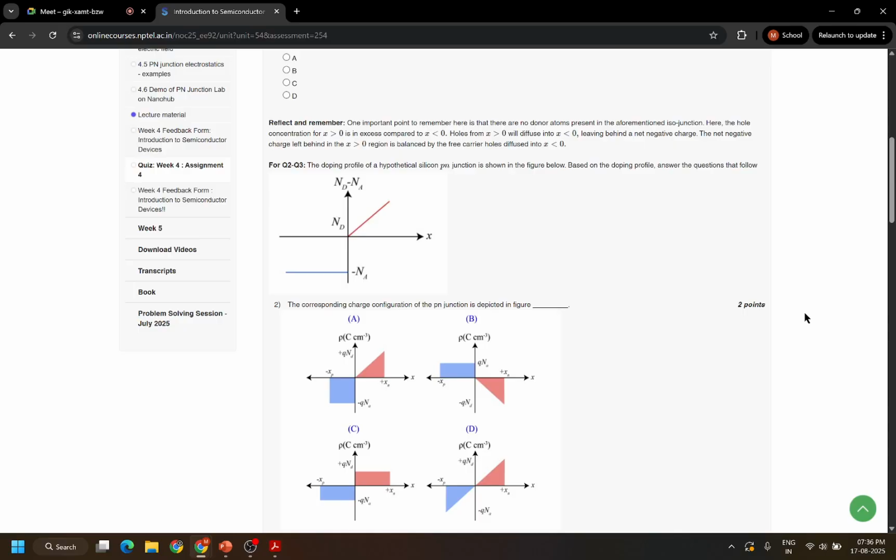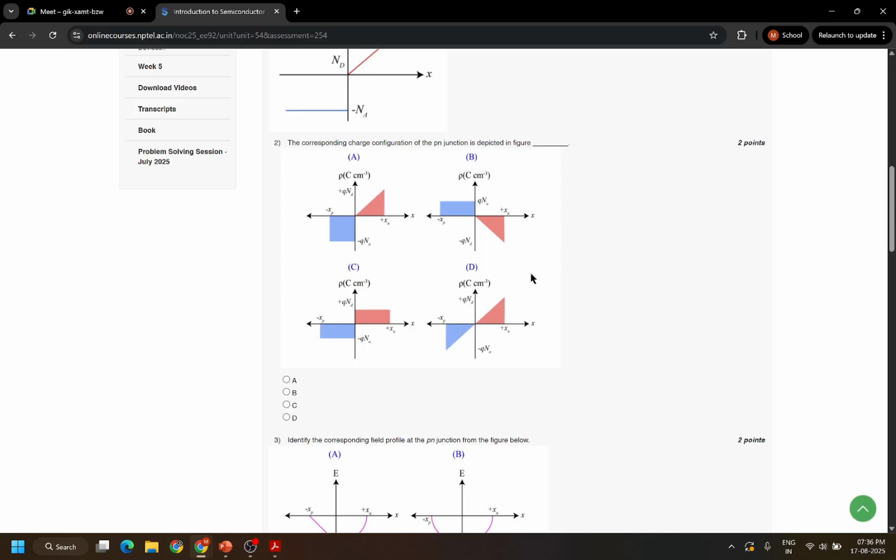So here the doping profile of a hypothetical silicon p-n junction is shown in the figure below. Based on the doping profile, answer the questions. If you can solve the second question, you can solve the third question, which is just integration over the second question. So if, let's say, A is the correct answer, I don't know, I have not solved this question.